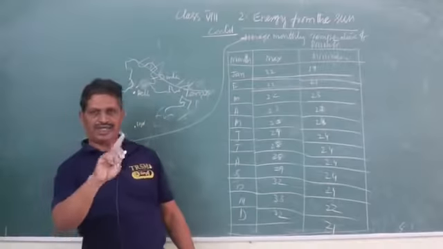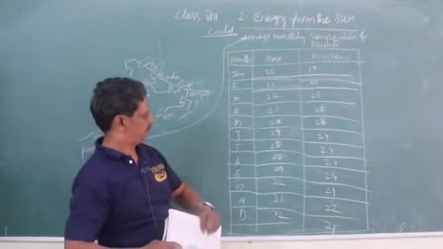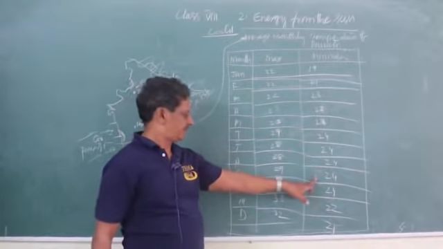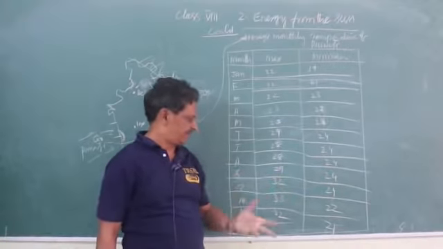See that one or two degrees only temperature varies. Here see that continuously 24. How many months? 5 months. 1, 2, 3, 4, 5. Average.